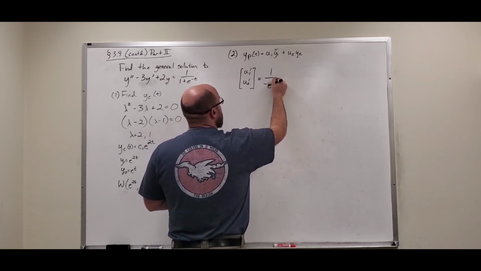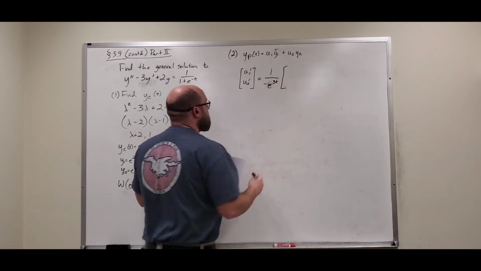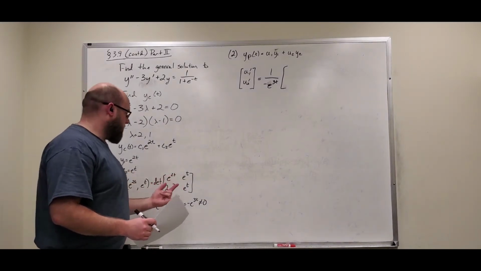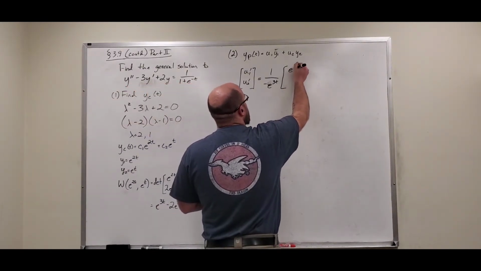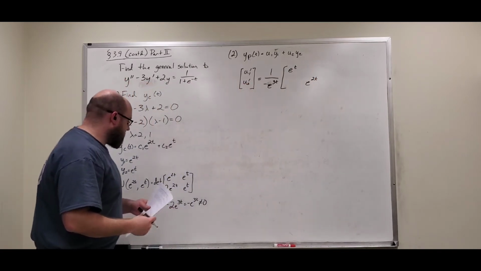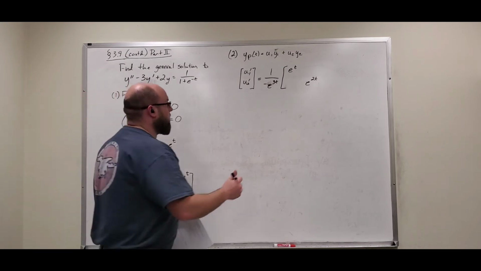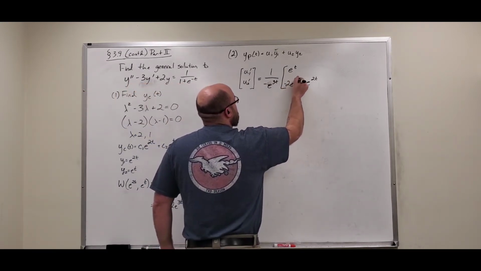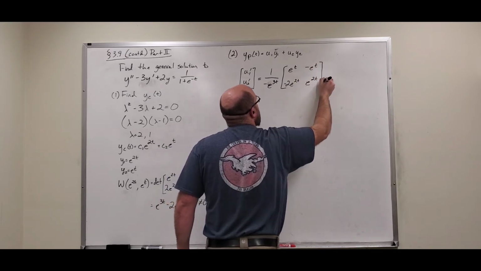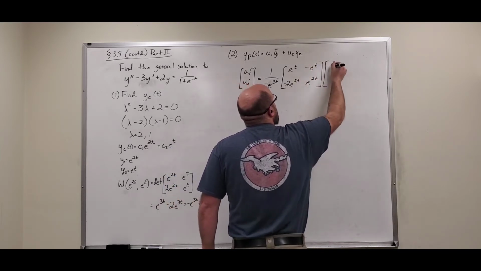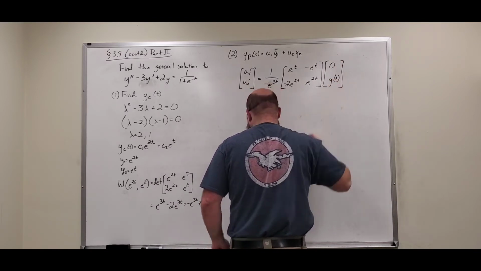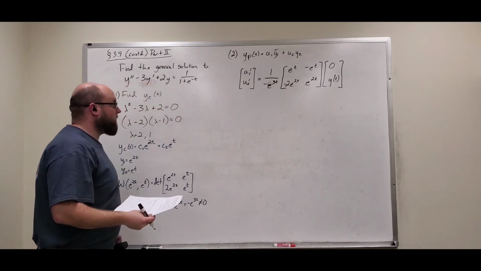Or sorry, negative e to the 3t. We change the positions of these two, so we switch the diagonal, so we're going to get e to the t, e to the 2t here. And then we're going to make this diagonal negative. Okay, so we're going to get negative 2e to the 2t and negative e to the t. We're going to multiply this by 0 and g of t. And this will generate our equation.